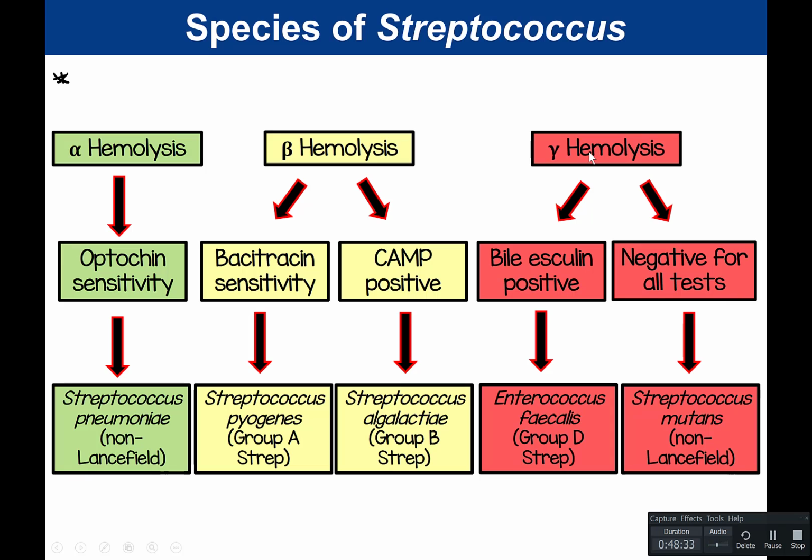If it's gamma hemolytic and it's negative for everything else, by default, it is strep mutans, which is our non-Lancefield. And so you must know this. The purpose of doing all of these other tests was to help us identify our unknown Streptococcus species. And so what you would have done in class is we would have given you one of those 5 bacteria, and you would have had to figure out which bacteria you and your partner had. And so this would be how you would do process of elimination to figure out which organism you were given.